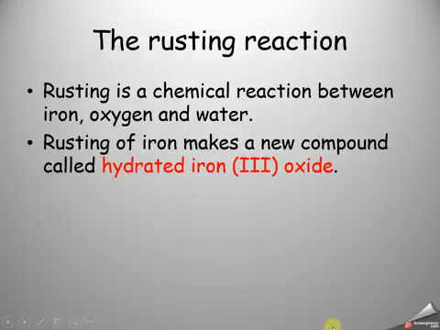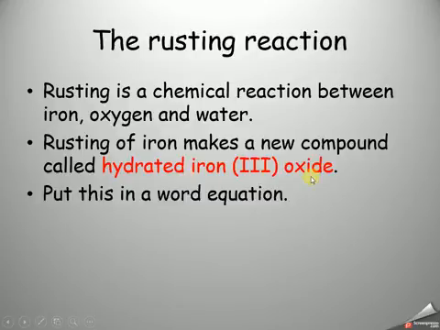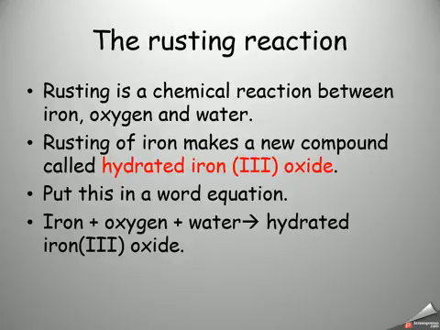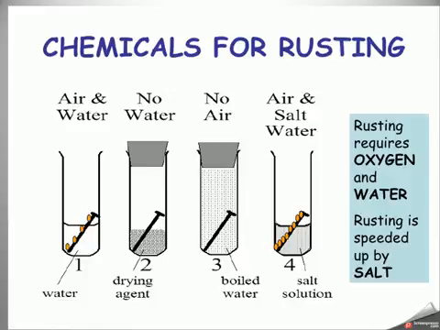And when it rusts, what happens is it makes hydrated, which means reacted with water, iron 3 oxide. Put it in a word equation: iron plus oxygen plus water gives you hydrated iron 3 oxide. We know about word equations because we've done them, and that is essentially what is made. So you may see this question, and it comes up all the time. I remember doing this when I did my GCSE exams all that time ago.